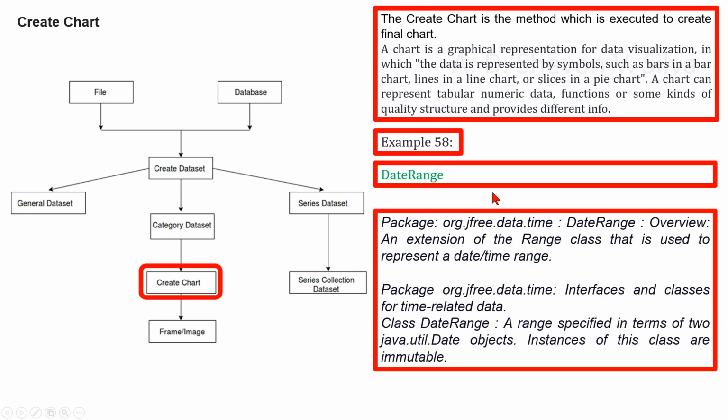Overview in DateRange in package org.jfree.data.time, an extension of the Range class that is used to represent a date or time range. The package org.jfree.data.time contains interfaces and classes for time related data. Class DateRange is a range specified in terms of two java.util.Date objects. Instances of this class are immutable. In JFreeChart, the primary use for this class is for specifying the range of values for display on a date axis.